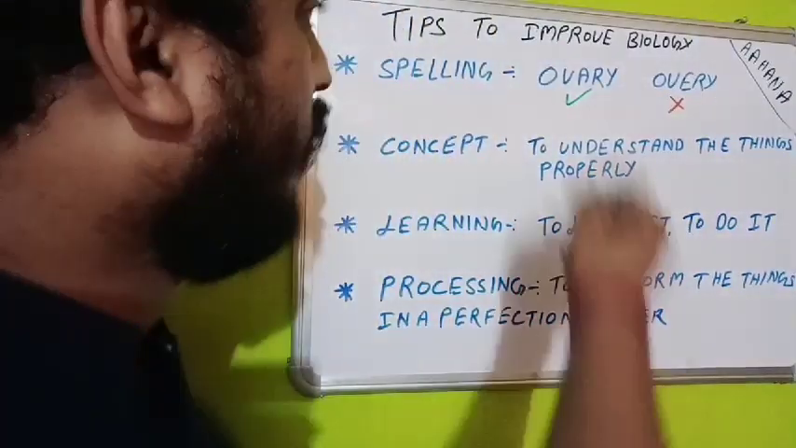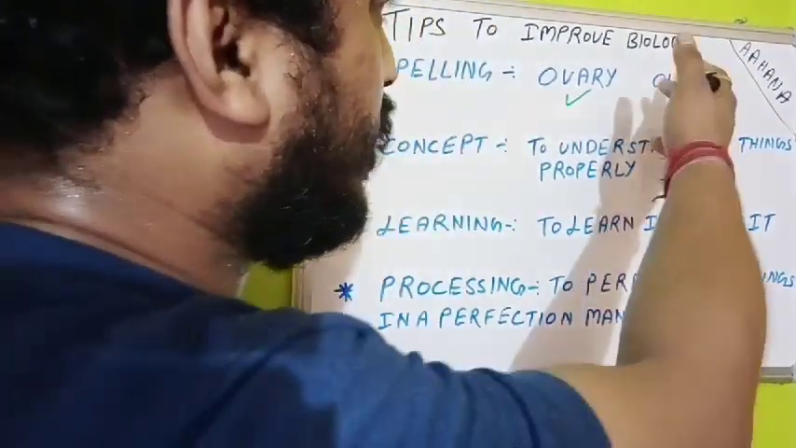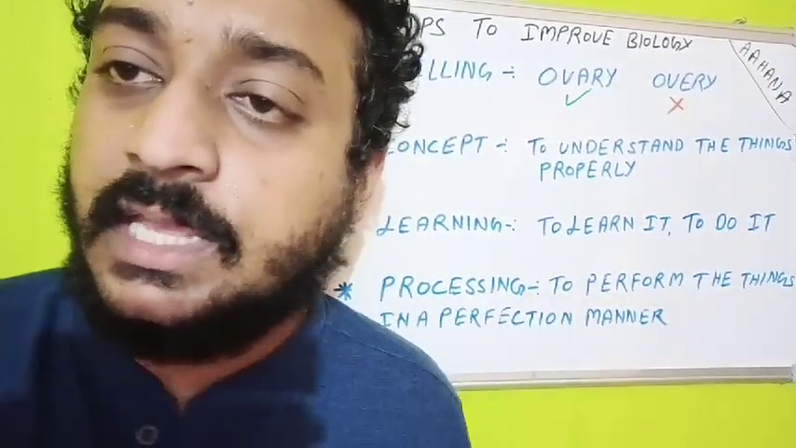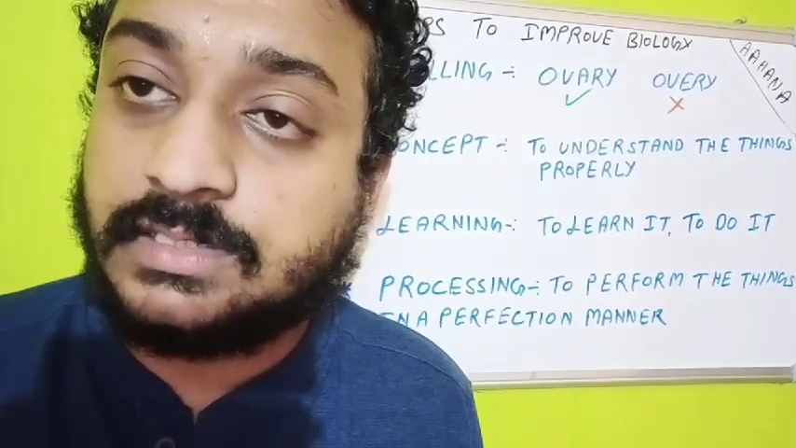Just you see, ovary, of course a female reproductive organ's part. And now you are writing ovary. Just break it. Very means too much. So automatically there is no sense and students will be losing their marks.